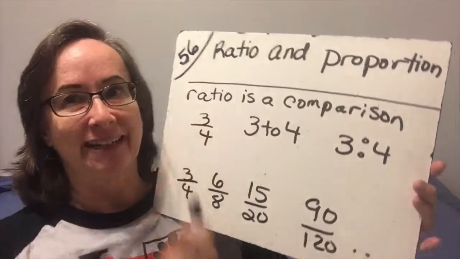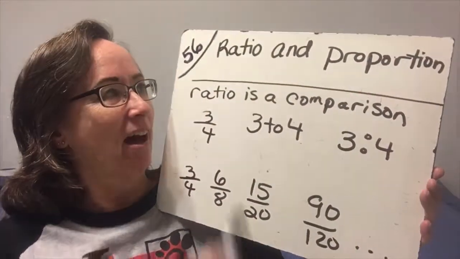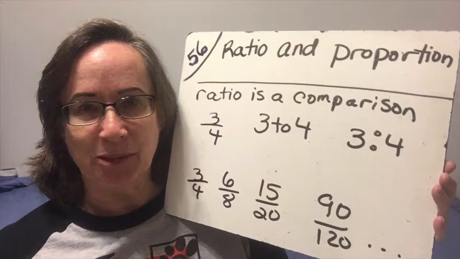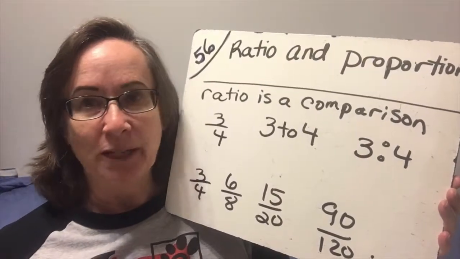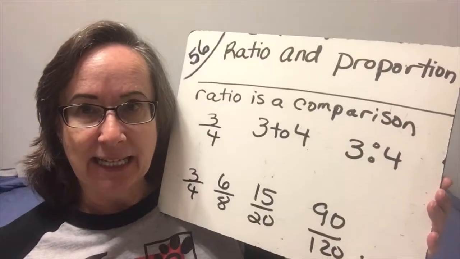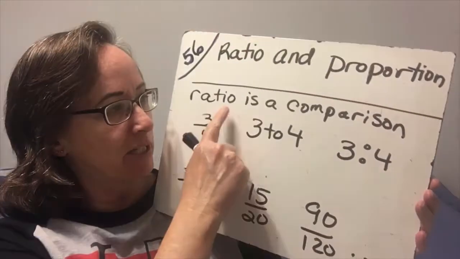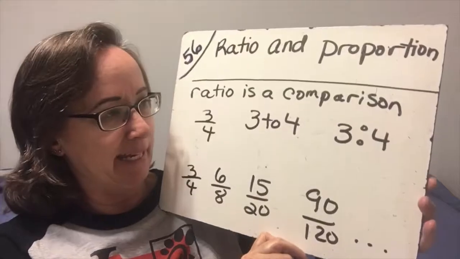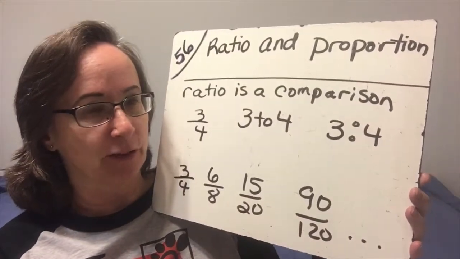And today we're doing lesson 56, all about ratio and proportion. And we know a little bit about ratios, or we should by now, but let's review ratios. A ratio is a comparison. And we can write ratios several different equivalent ways.